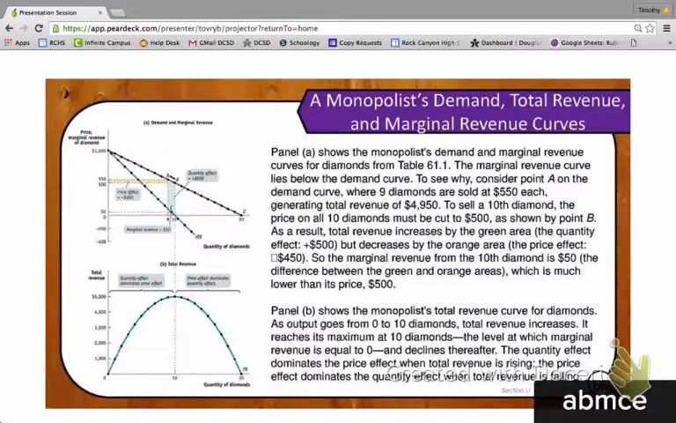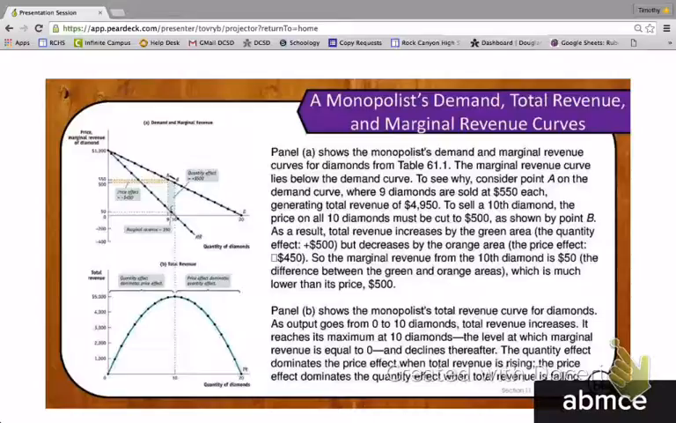So here we see a monopolist demand, total revenue, and marginal revenue curves. Notice in panel A, you see the monopolist demand and marginal revenue curves for diamonds. And notice the marginal revenue curve is always drawn below the demand curve for the monopolist. It's not going to be equal to the demand curve like it was for perfect competition. It will always lie below the demand curve.